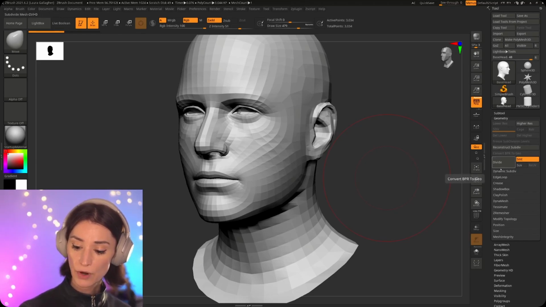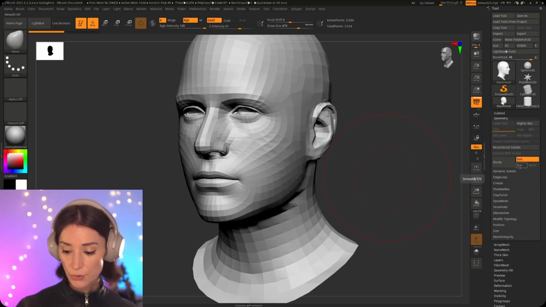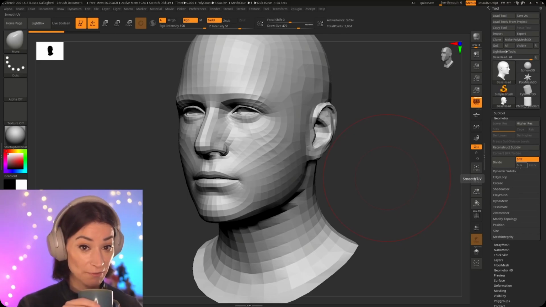And that is where we start to introduce all these little buttons that you guys can see in our geometry menu right here.